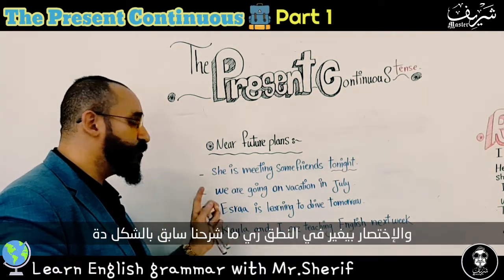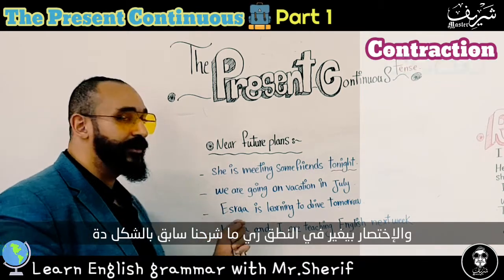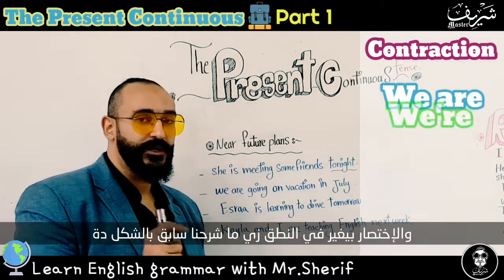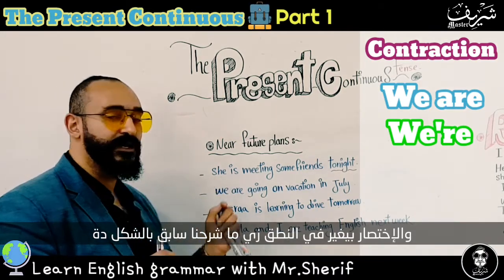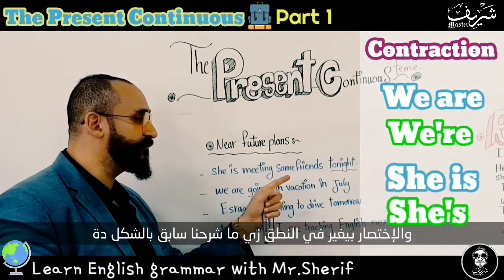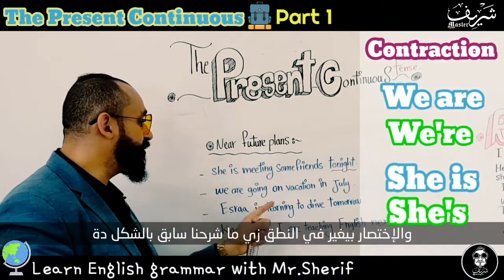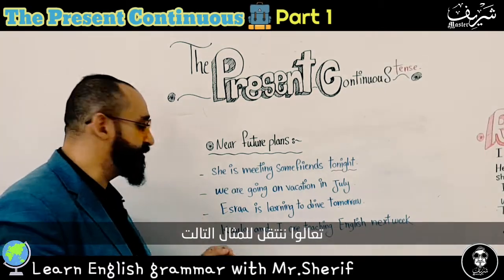And by the way, we can also say and do the contraction. Instead of saying we are, it's going to be we're. And also here for the first example, instead of saying she is, it's going to be she's. So she's meeting some friends tonight, and we're going on vacation in July. Let's move on to the third example.